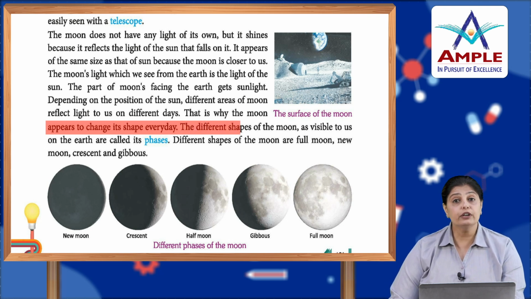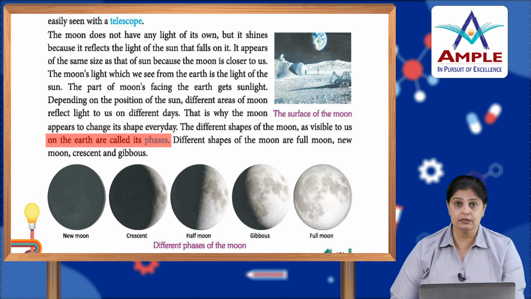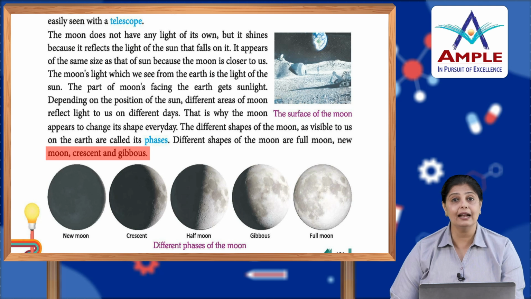Now, the different shapes of the moon as visible to us on the earth are called its phases. They are known as the phases of the moon. Different shapes of the moon are full moon, new moon, crescent and gibbous. So these are the different shapes of the moon: full moon, new moon, crescent and gibbous.